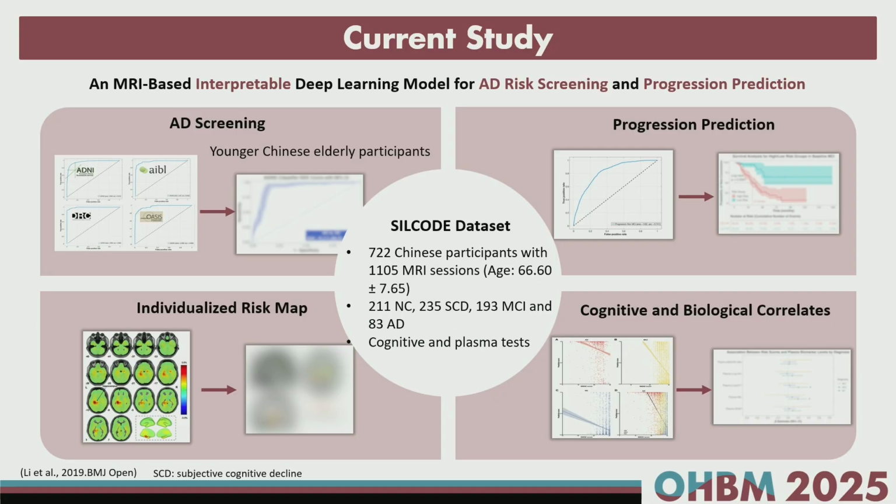That brings us to the current study. We're trying to further validate the model in AD screening and progression prediction in a Chinese dataset called SEALCode. We want to move from group-level occlusion maps to individualized brain risk maps. We also want to evaluate the correlation between the brain MRI-based scores and the cognitive and plasma biomarkers.